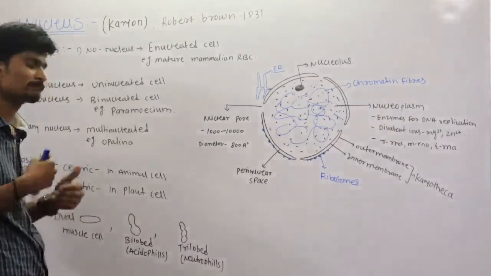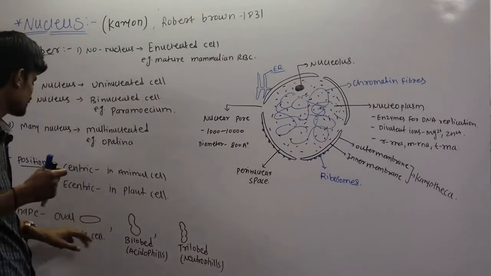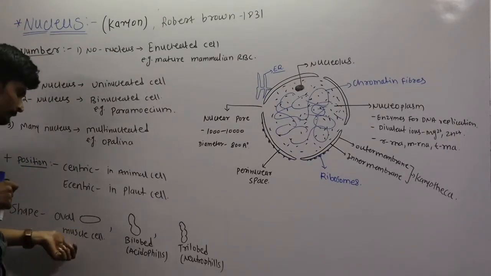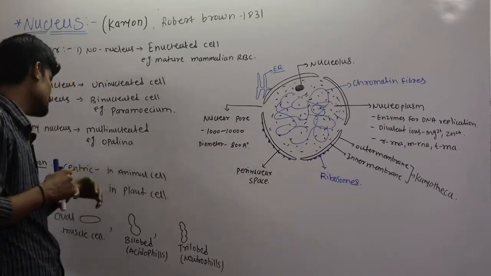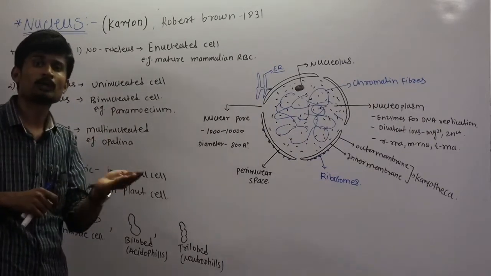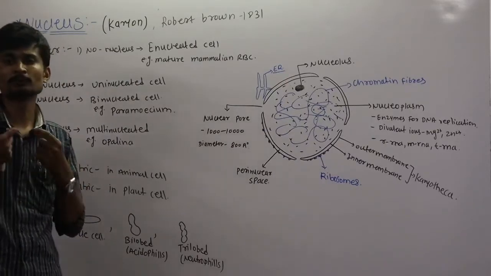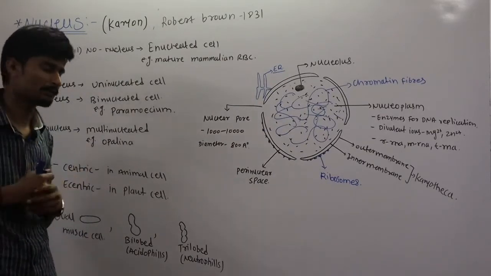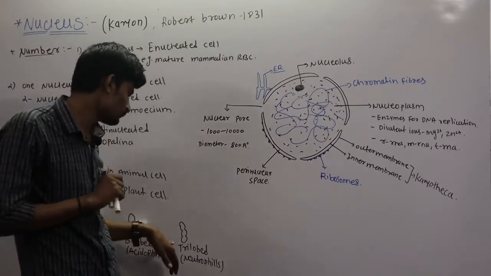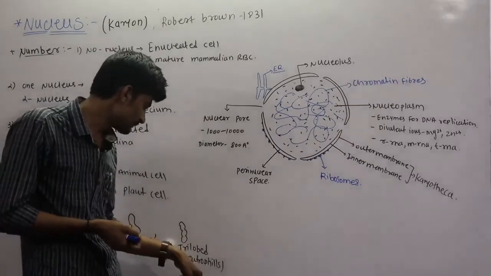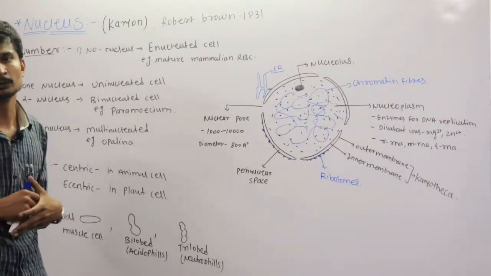Then shape. Different types of shapes of the nucleus are also observed. Oval shape is observed in the muscle cells of the body. Then bilobed shape in the acidophils. Acidophils are a type of white blood cell present in our blood. So in acidophils there is a bilobed nucleus. Then a trilobed or multilobed nucleus is present in the neutrophils. Again, neutrophils are also a type of white blood cell, that is WBC.